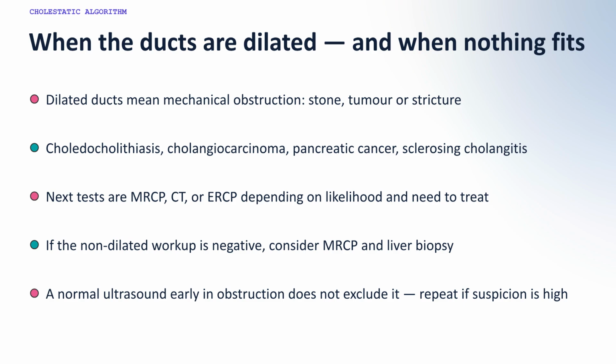When the ducts are dilated, you are looking for a mechanical cause. A stone, a tumor, or a stricture. Choledocholithiasis, cholangiocarcinoma, pancreatic cancer, and sclerosing cholangitis. The next test is magnetic resonance cholangiopancreatography, computed tomography, or endoscopic retrograde cholangiopancreatography, depending on how likely a stone is, and whether you intend to treat in the same session. And if the non-dilated workup comes back negative, the algorithm sends you to cholangiography and liver biopsy.